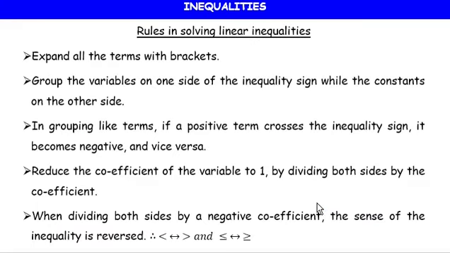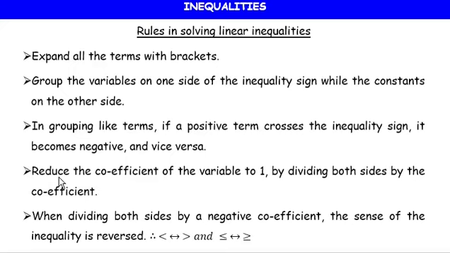Alright, so how do we solve linear inequalities? So like I said, it is the same principles you are going to use, just as we do under equations, right? So of course, if there are brackets, you have to expand the bracket. You have to group like terms, and then in grouping like terms, if a positive term crosses the inequality sign, it turns negative, and if it is a negative term, it will turn positive, right? So these are basic rules or guidelines that should help you to solve an inequality question.